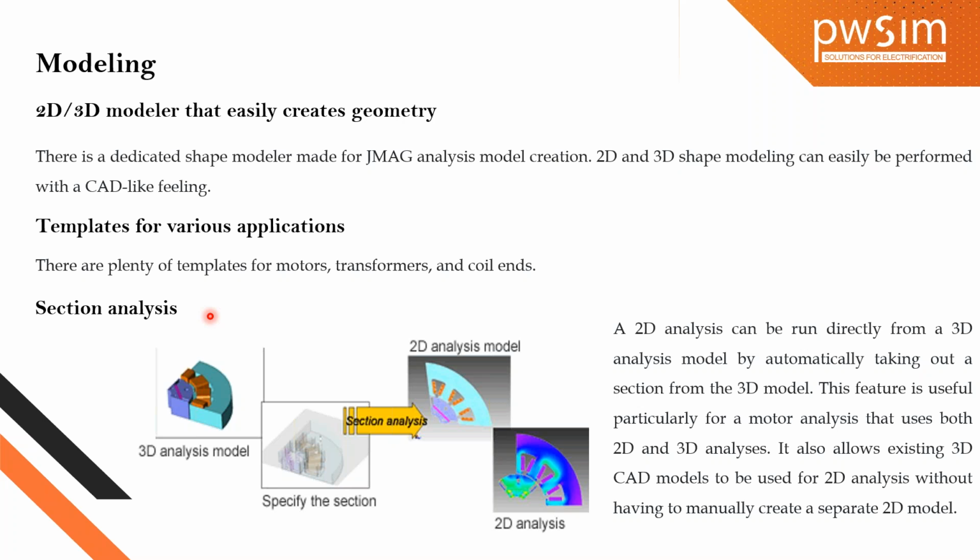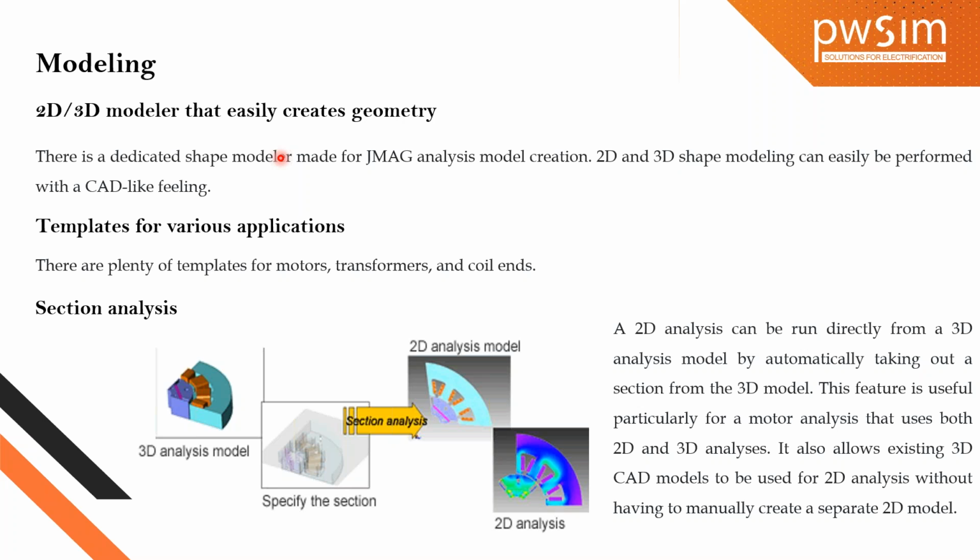Coming to the modeling, we have JMAG Designer, where you can perform 2D and 3D simulation. There is a dedicated shape modeler made for JMAG analysis model creation. That means 2D and 3D shape modeling can easily be performed with a CAD-like feeling. We can create 2D and 3D sketches using the JMAG CAD editor, and that model can be directly imported to the JMAG Designer GUI, and you can perform the analysis.